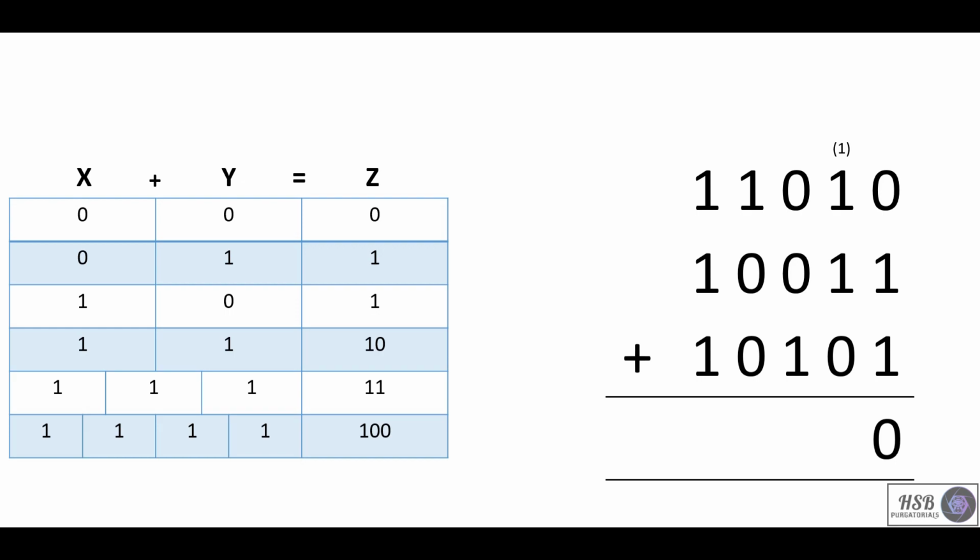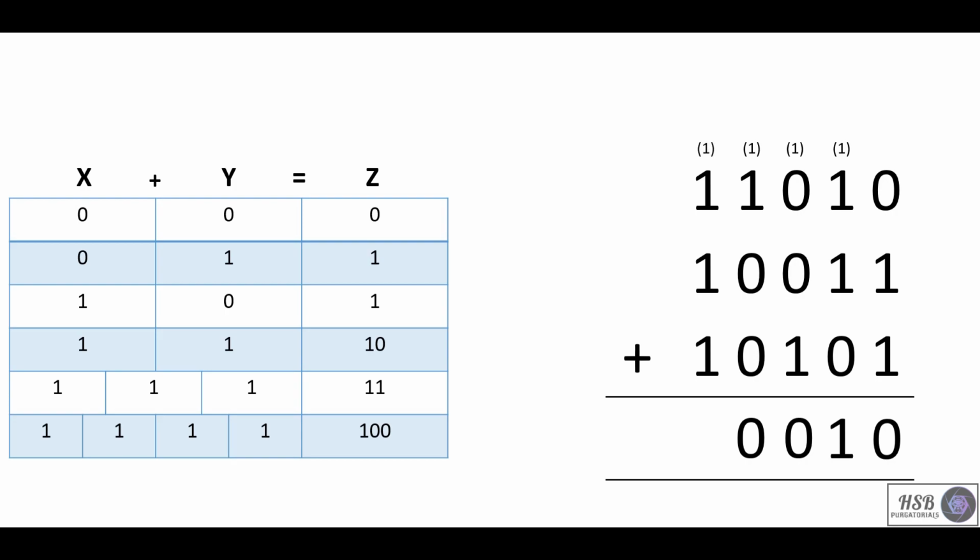Now here we have 3 ones, 1 plus 1 plus 1. So we're going to be left with 11. We're going to write 1 here, carry forward the 1 over to the next number. Then we have 1 plus 1 again, so it's going to be 10. We're going to write down 0, carry forward the 1, and again we have 1 plus 1. We're going to write 0, carry forward the 1 over to the next number.